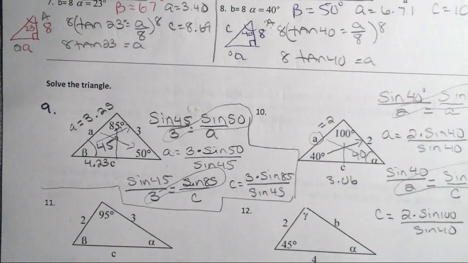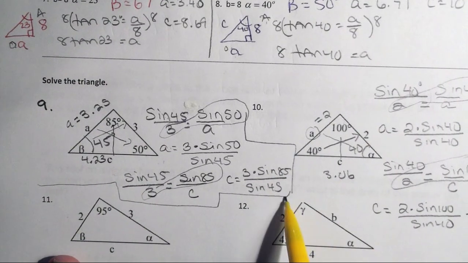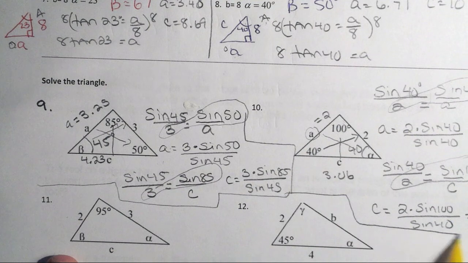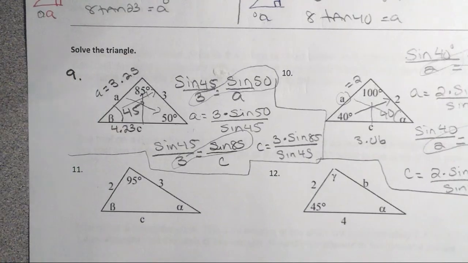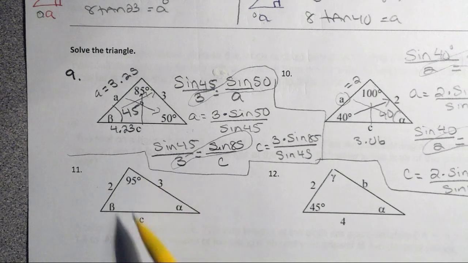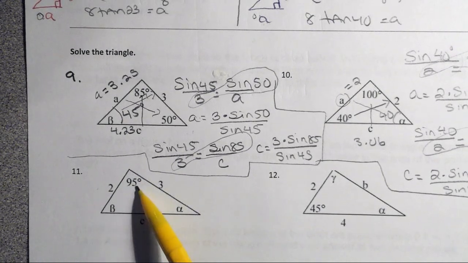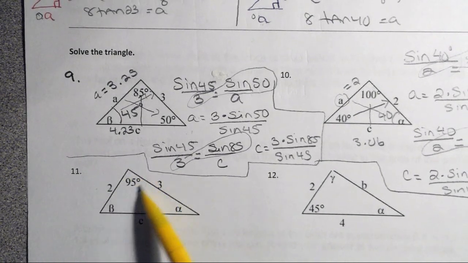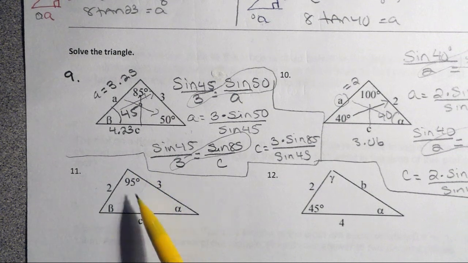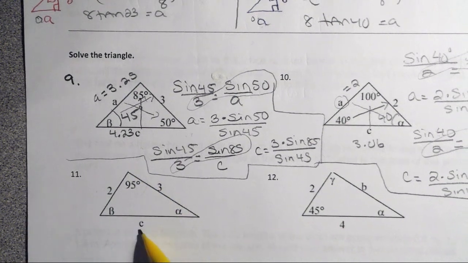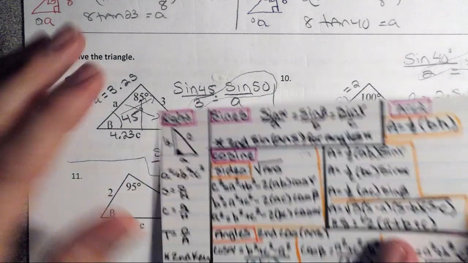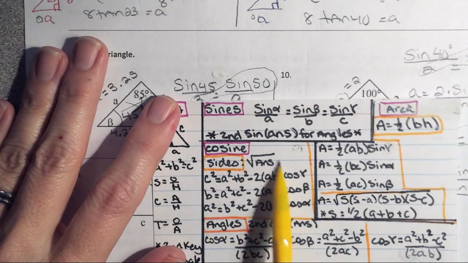Okay, so that's how you do 9 and 10. Hopefully you got this right. Now I'm going to go look at 11 and 12. 11 and 12 are a little bit different because I do not have an angle and an opposite side, and they only give me one angle inside. When you only have one angle inside and you don't have an opposite, we have to go use law of cosines. So now I'm going to be looking at these formulas here.